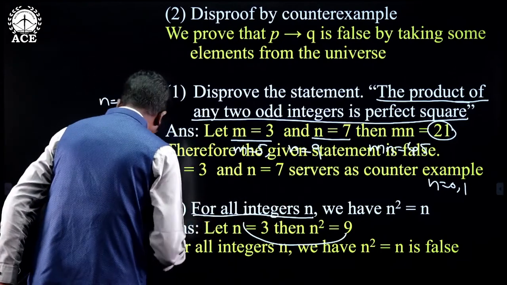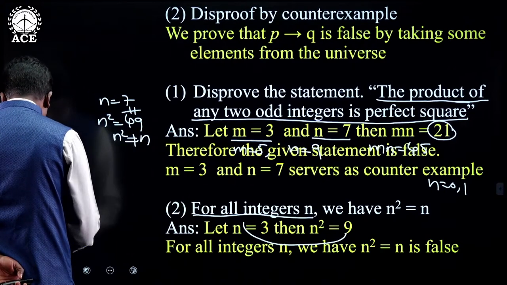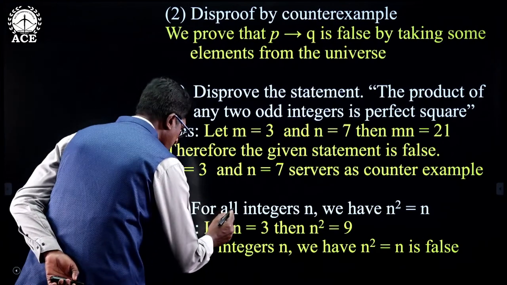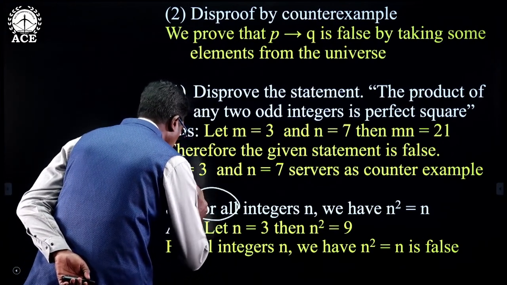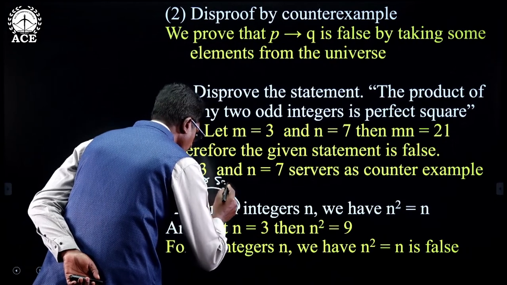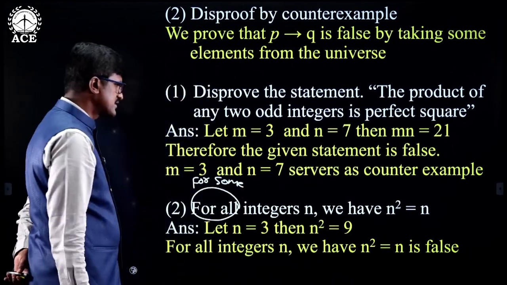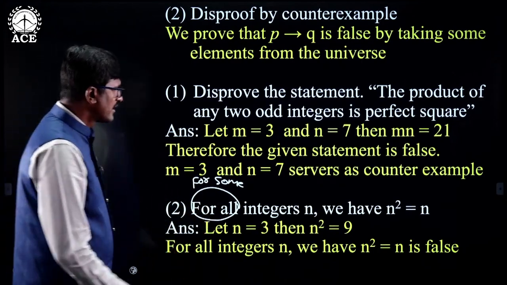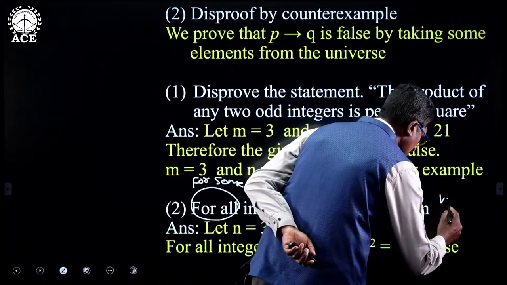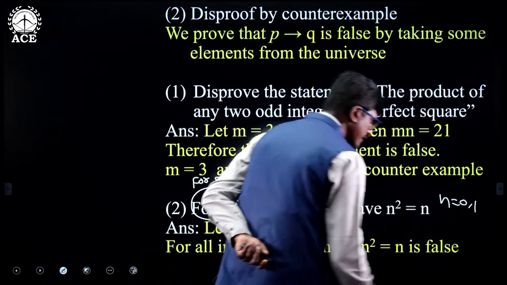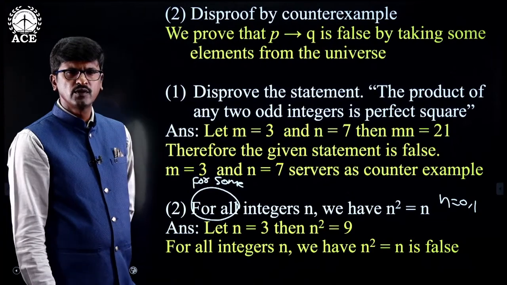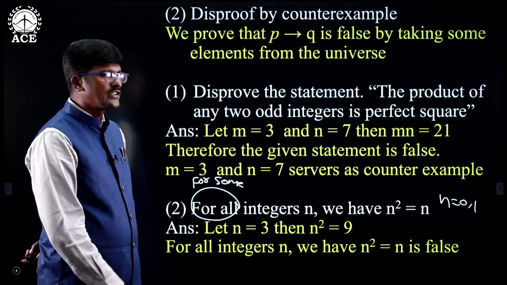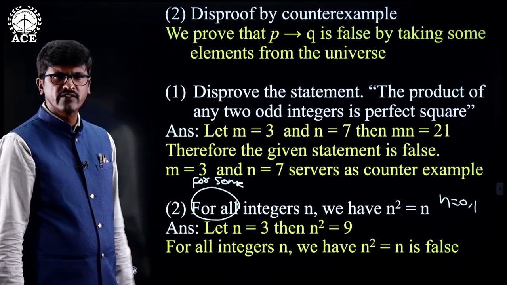Suppose in place of the universal quantifier, you take the existential quantifier like this. I am removing this. For some integers, we have n square equal to n. Yes, this statement is true because there are some integers, n equal to 0 and 1, such that n square is equal to n. So these are the two methods to disprove a given statement.